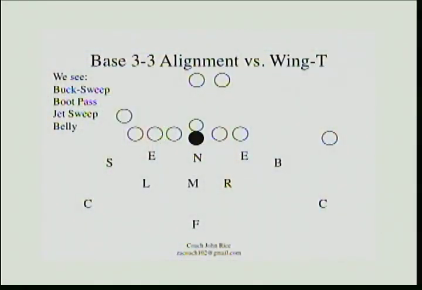Now, our base alignment versus the wing T, their base set. It's not drawn to scale. As a matter of fact, on the screen, the halfback would be more over the tackle, but a base alignment, this is what we see the most of. We see a lot of buck sweep, boot pass, jet sweep, and belly, and they don't all belong to the base series. In one series, we see them spread across many series, but that's mainly what we see.